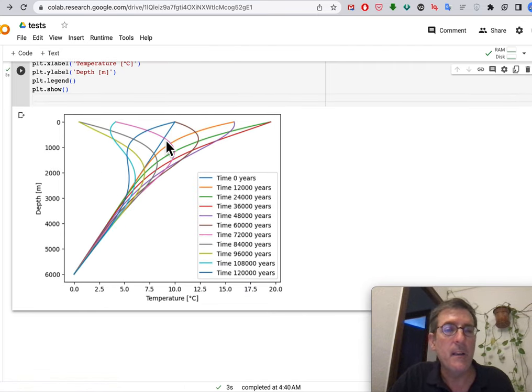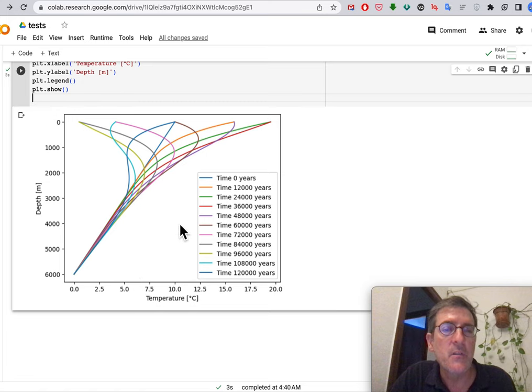So here you see the initial gradient that I was asking for, and each of these curves is for a different time. The temperature at the surface is forced to move up and then move down, and that's how this propagates down into the ground of Mars, using that diffusivity I was mentioning before. So this looks much nicer.